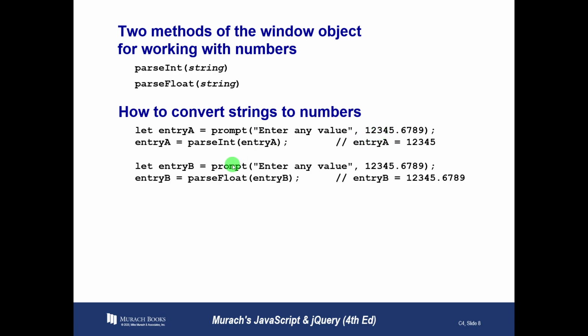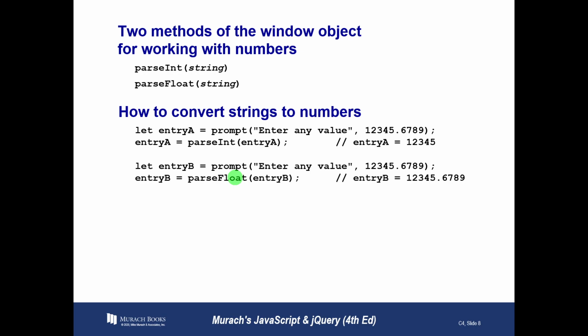Likewise, we can do a prompt for any value. Again, just like we did up here with entryA, we're doing it again with entryB, but this time we're parsing it as a float, and this time the value would end up being 12345.6789, because we parsed it as a float, so it will have decimal points.